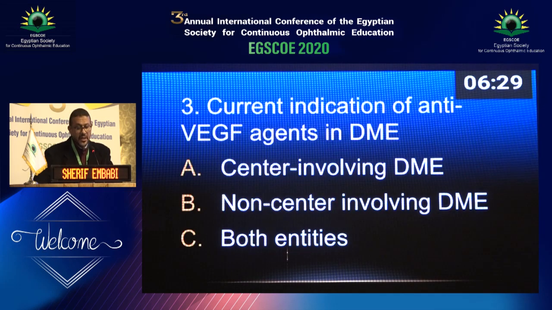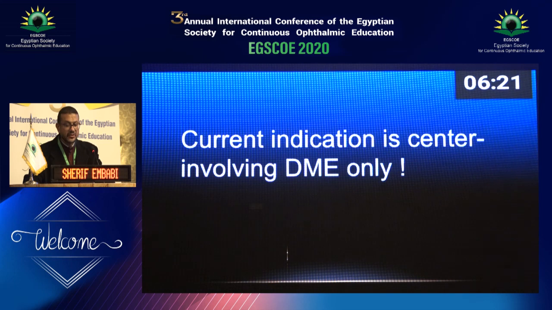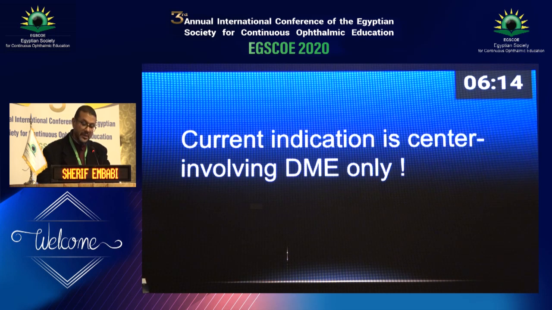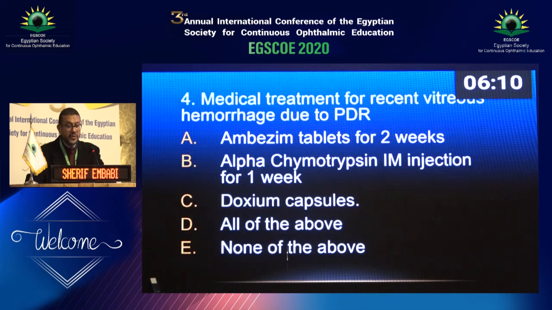So what are the current indications? The third commandment, current indications of anti-VEGF agents in DME: is it central involving, non-central involving, both entities? We have to stress that the current indication of anti-VEGF is only in central diabetic macular edema. We cannot tell for sure if it is effective in non-central involving diabetic edema or not, because there are no trials to support this.